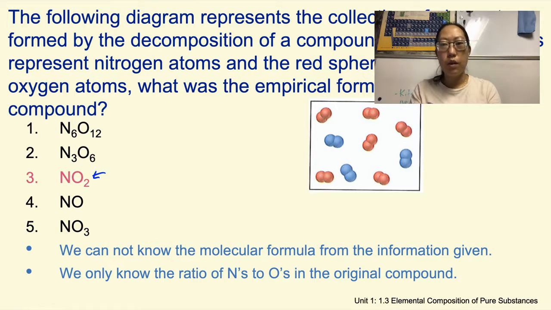There's no way we can figure out the molecular formula, right? Because we just know the ratio of the products that was formed. We don't know whether the reactant that it came from was 2 times this, 3 times this, 6 times, 10 times, 100 times. We can only know the simplest whole number ratio of the original compound.